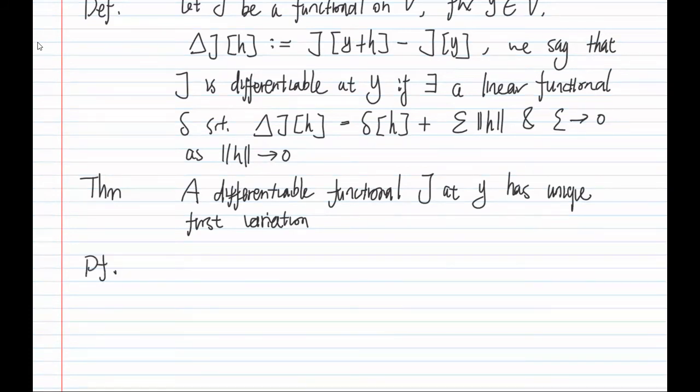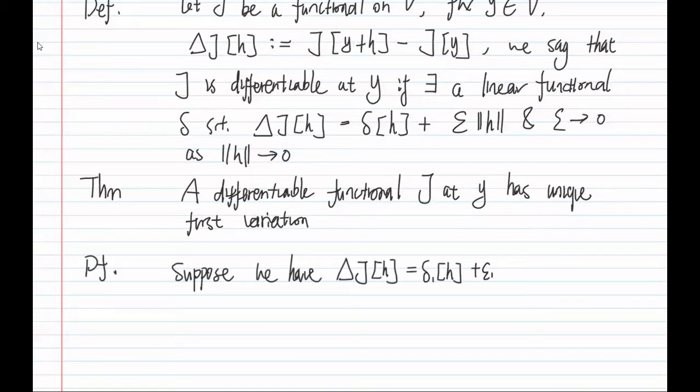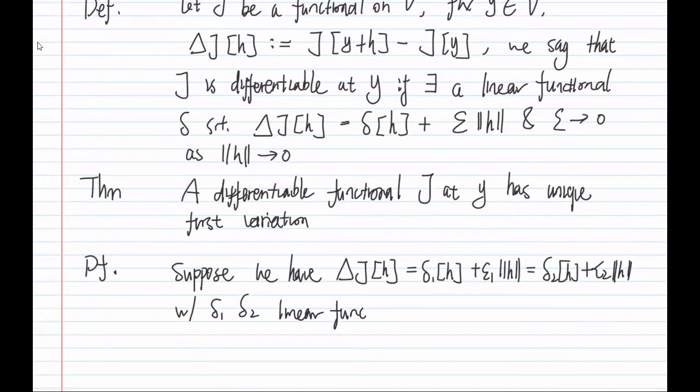So proof. Suppose we have delta J of h equals delta 1 of h plus epsilon 1 of h, which also equals delta 2 of h plus epsilon 2 of h, with delta 1, delta 2 linear functionals, and epsilon 1, epsilon 2 go to 0 as the norm of h goes to 0.